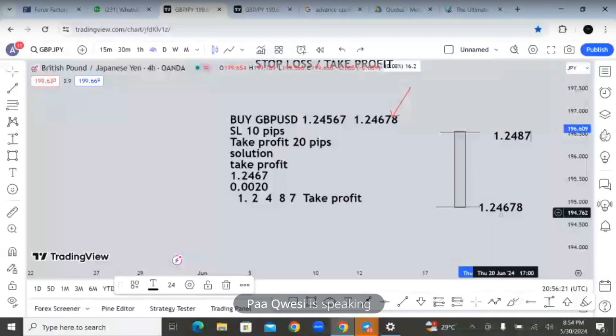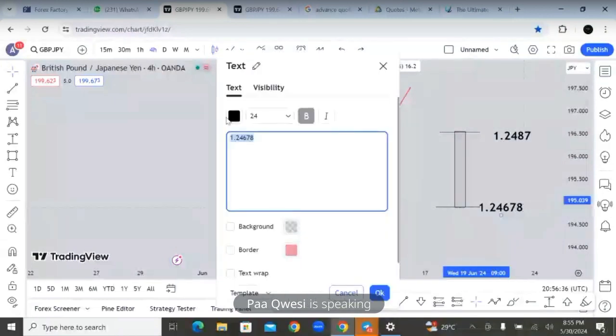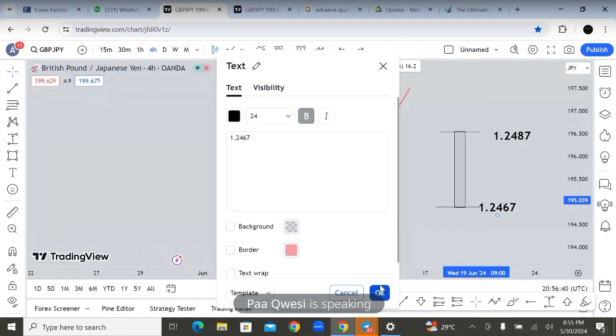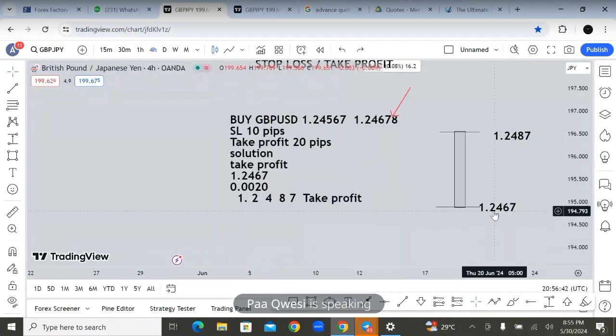If you can notice, the take profit price is greater than the current market price. The current market price is 1.24678. As I said, we are going to ignore the pipettes, the fractional pip. It's supposed to be in four decimal places. So 1.2467, 1.2487. You can see the take profit price is bigger than the current market price. So let's calculate our stop loss.